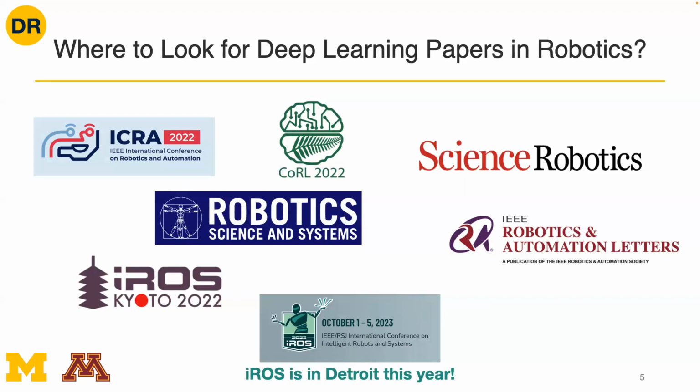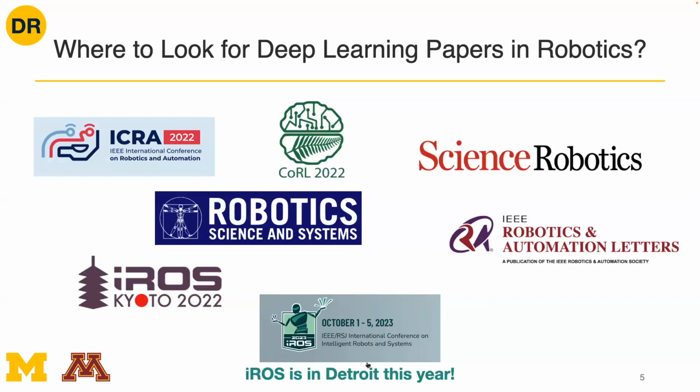And then on the right-hand side, Science Robotics and IEEE RAL, Robotics and Automation Letters, are two prominent journals. If you're wondering what's the difference between a conference paper and a journal paper, generally speaking, painting with a broad brush, journal papers tend to be longer, go into more depth, and be more complete compared to conference papers.